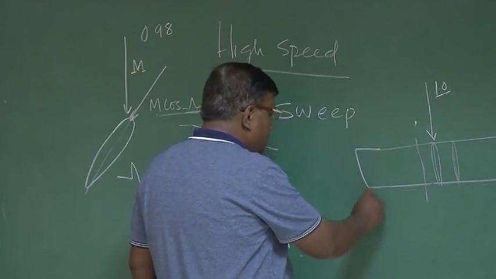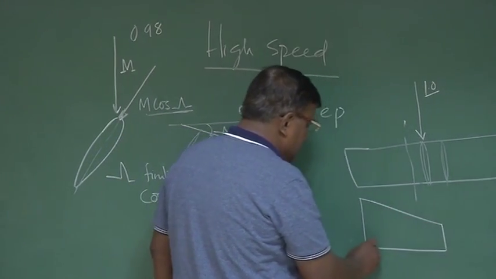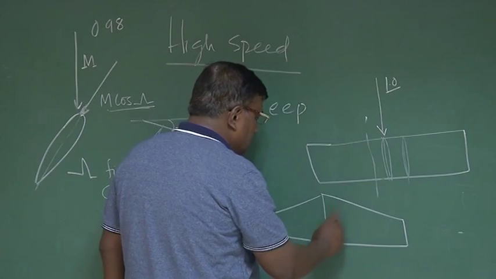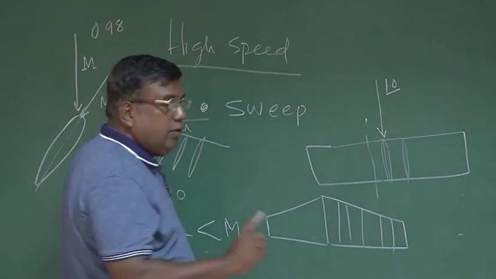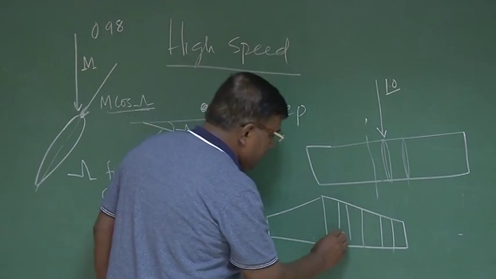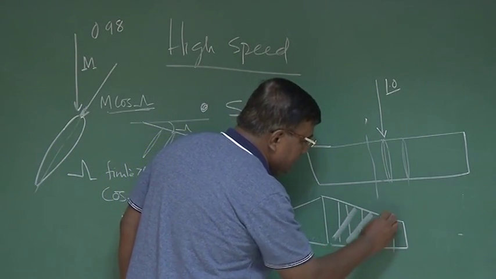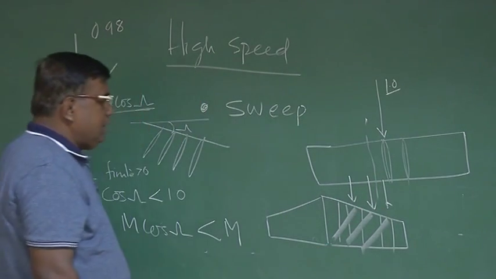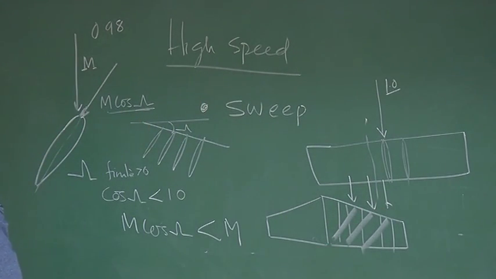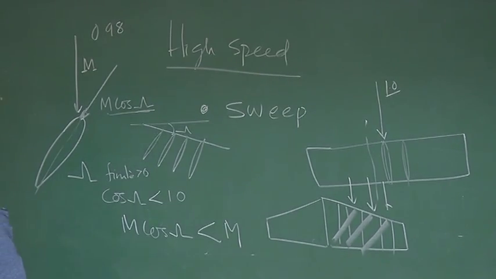But if somebody shows you a platform like this, and the aerofoils are staggered like this, then definitely it is not sweepback. Because for sweepback, the aerofoil has to be staggered like this, with the flow coming like this. So the first case is not at all a sweepback, it is simply a taper ratio case.